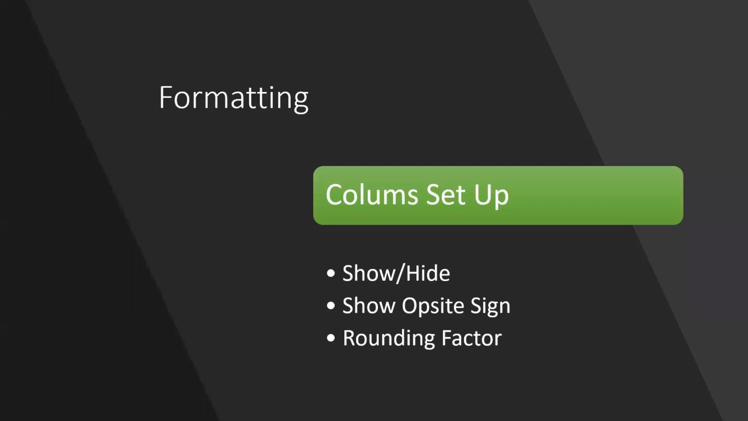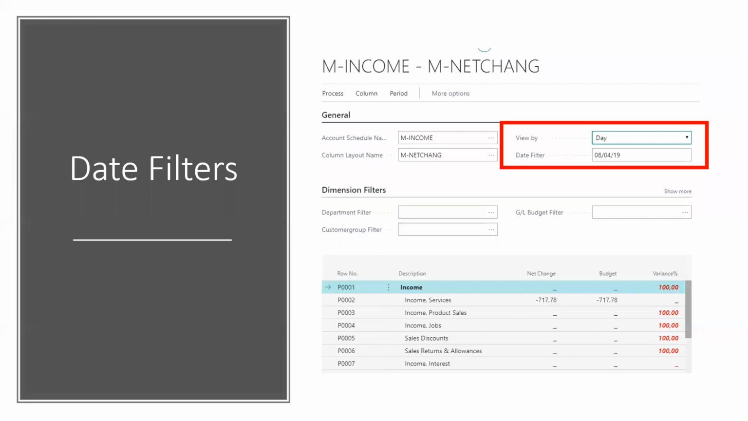Then for columns, you can also show on the side, show the opposite side, and create rounding factors. All right, so basically that's part of the functionality when you start designing, just for you to understand there are formulations, you can give formatting, and last but not least, what happens when I already have a report?